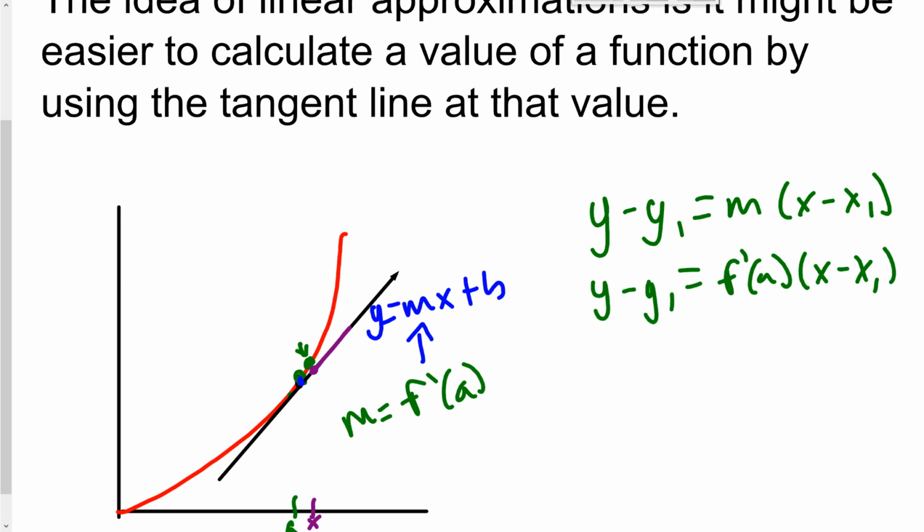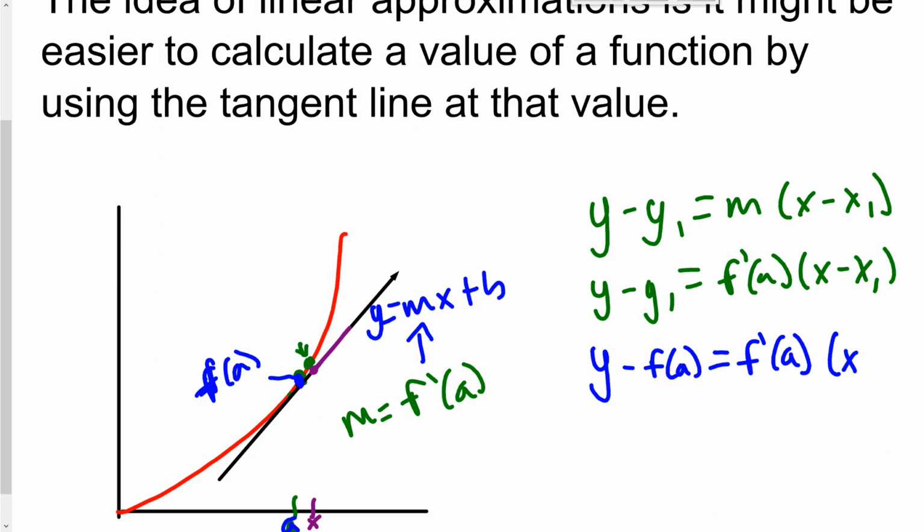And then the point that I'm using is this point right here. That was plugging in my a and getting my y value, which is f of a. So my y value is f of a, plugging it into the original equation and finding it. And then we have our slope, which is plugging a into our derivative, and our x value is a. So let me go ahead and solve this for y. Y equals, add f of a to both sides, plus f prime of a.